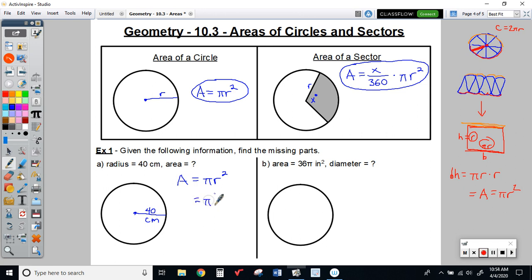We know the radius is 40. Very straightforward problem here. Just plug in r as 40 and then multiply that out. So 40 squared is 1600, so you'd have 1600 pi for this one. That would be an exact answer. It would be in pi form. And centimeters squared would be your units.